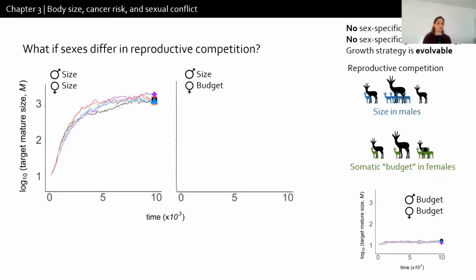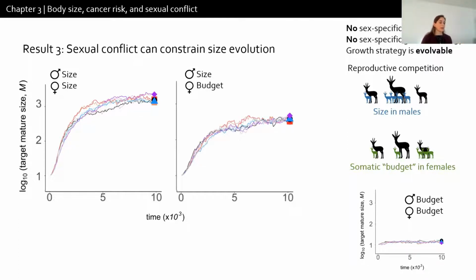So with that, now I'll show you the results of when males were selected for size and females were selected for budget. And what we see is, well, first of all, body size increases. And it seems like size selection kind of overpowers to an extent the budget selection. But the increase in size is less than the case when both sexes were selected for size. So there is some different interest between the sexes, and this sexual conflict can constrain body size evolution.